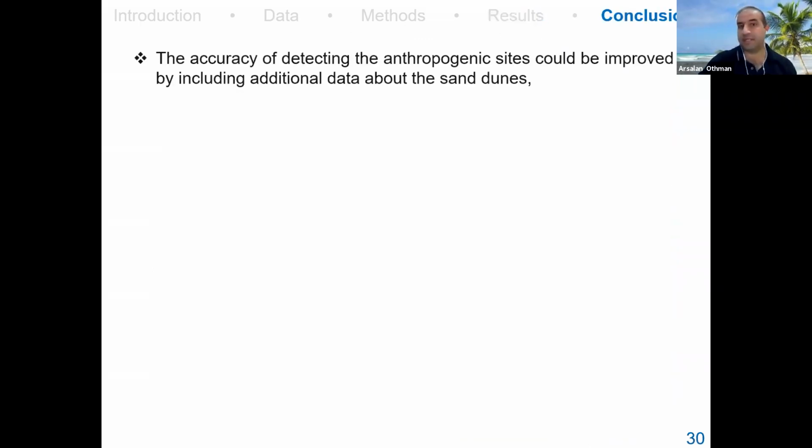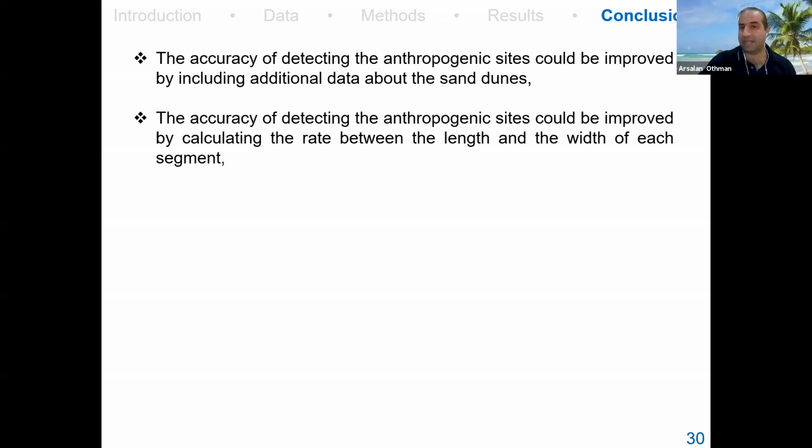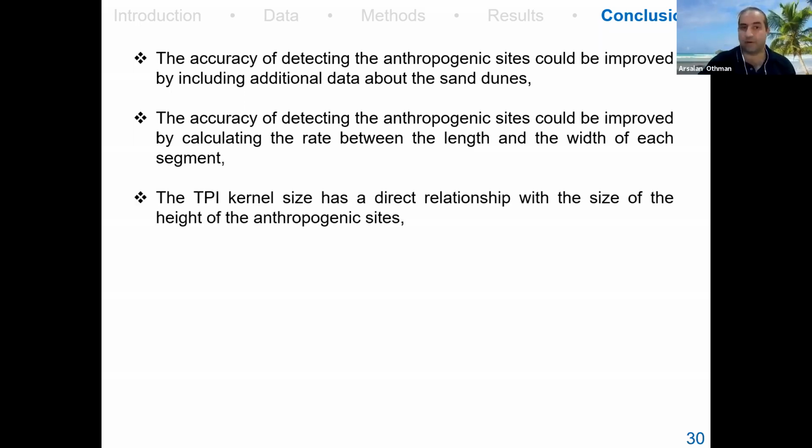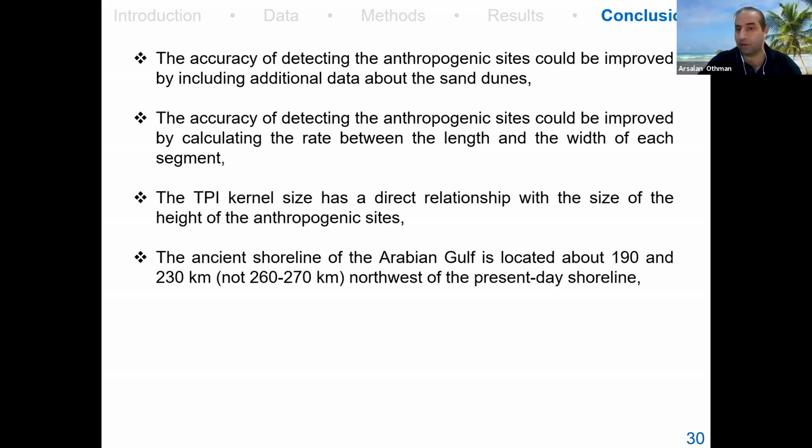Just as a recap, I can say the accuracy of detecting anthropogenic sites could be improved by including additional data about the sandy dunes. Also, it can be improved by using a length and width equation for each segment. Then the TPI kernel size has a direct relationship with the height of the anthropogenic ancient sites. Also, the ancient shoreline of the Arabian Gulf is located between 190 and 230, not 260 to 270, kilometers to the northwest of the urban areas.